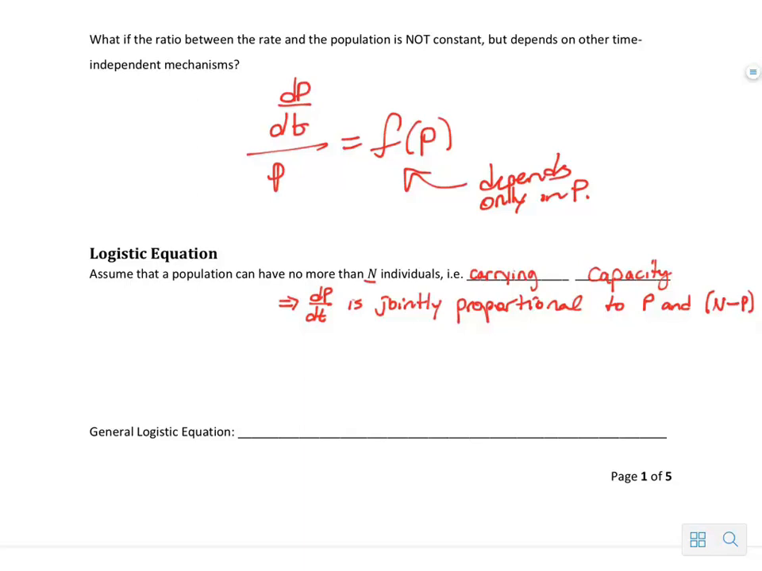Now, this term jointly proportional, you've probably seen in algebra before. When you talk about jointly proportional, that just means it's proportional to both, or the product of those two. You can write that as an equation. If I say one variable is jointly proportional to two others, it's just that variable equals k times their product. So dp dt is equal to k, as a constant of proportionality, times one variable times the other variable that it is jointly proportional to. So now we have a new differential equation: kp times n minus p.